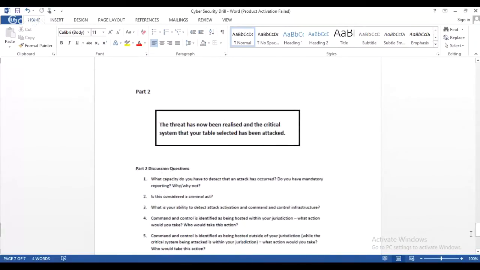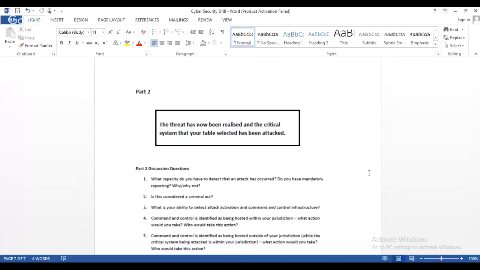Yes, Sirisha? Yeah, let's move to part two. In this section, part two, it is described that the threat has now been realized and the critical system that you selected has been attacked. So the first question, Sirisha: what capacity do you have to detect that an attack has occurred? Do you have another reporting?